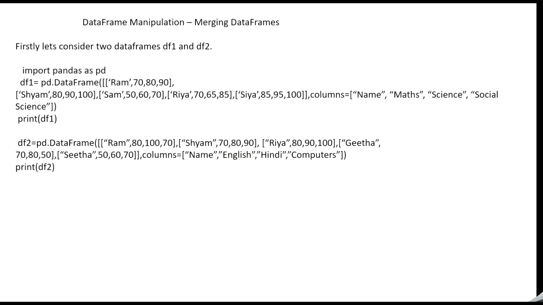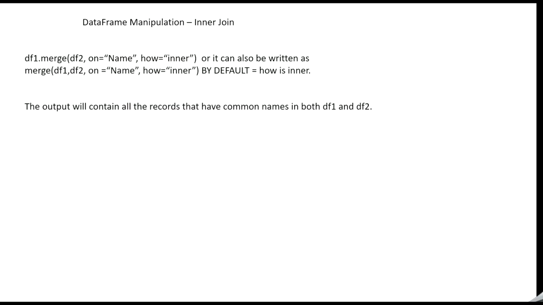Firstly, let me take inner join. So it contains all the records common to df1 and df2. So what is the syntax for it? I have to give df1 dot merge, and then in the parenthesis I have to give df2, on what column I want to do the merging. So I want to merge it based on the name column. So I have to give on equal to name. How means which join you want, how it has to join. So I want to do it by the inner join. So how is equal to inner.